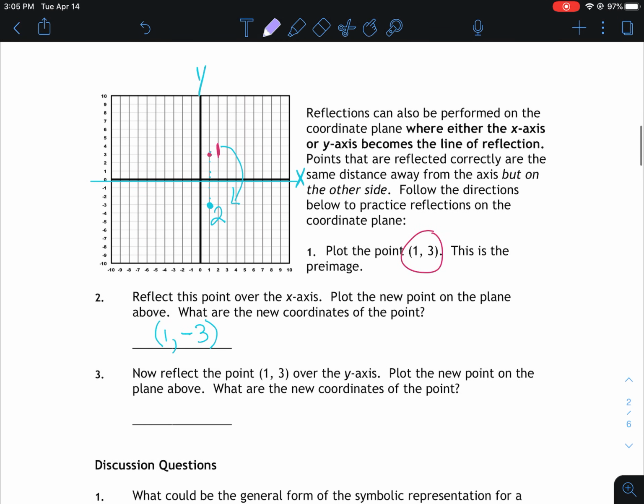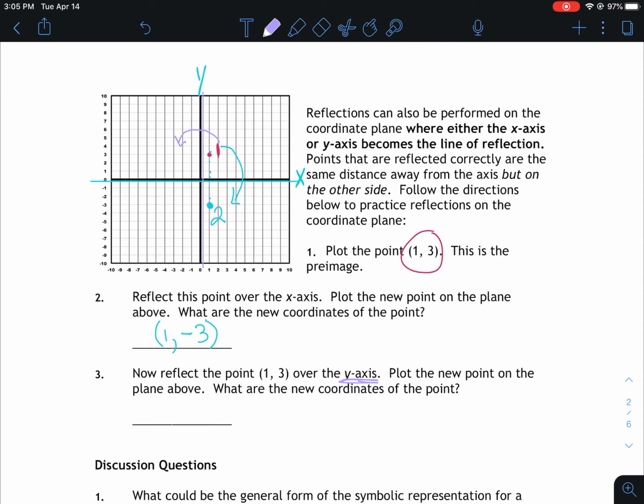Now I'm going to change colors again, and I'm going to reflect the point (1, 3), my original point 1, across the y-axis this time. So our y-axis is this vertical axis, the one that goes up and down. Now I notice that my point 1 needs to come over to this side of the y-axis.